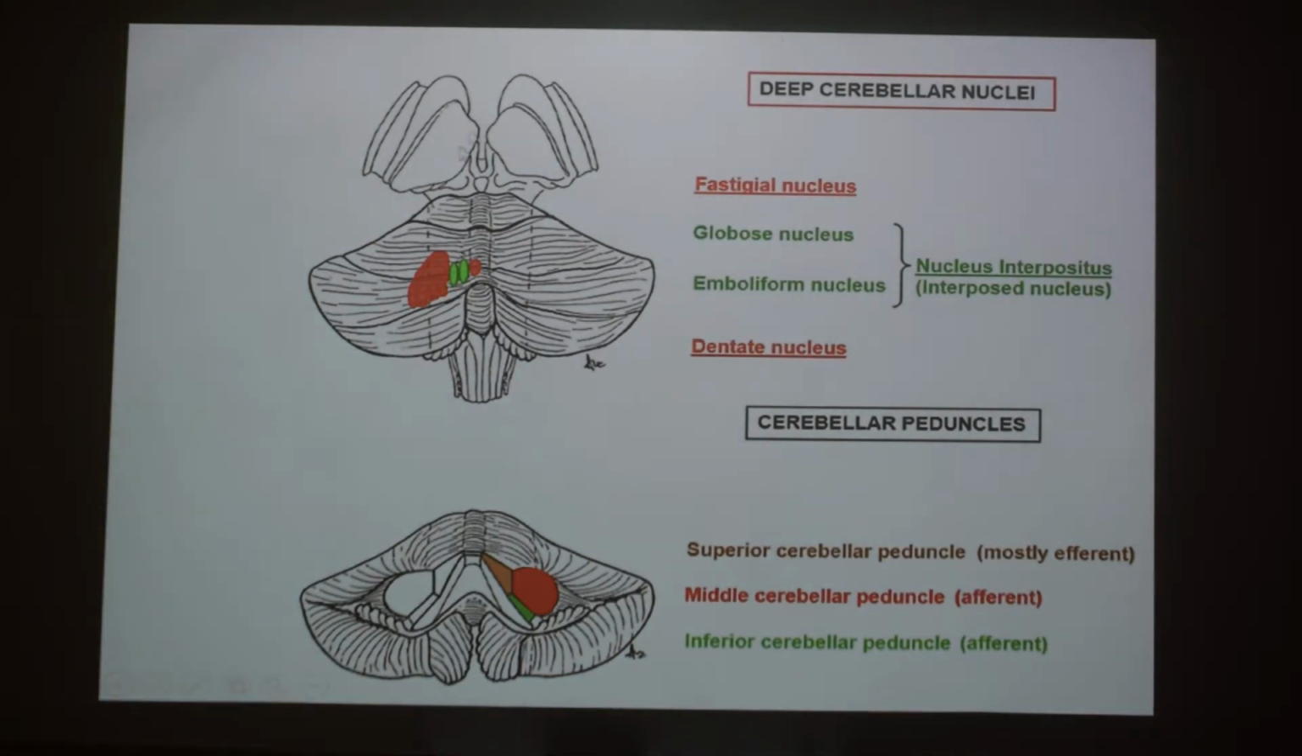So you can see these nuclei again here. One is this nucleus, which is the lentil nucleus. Then you have the interposed nuclei, and then you have the nucleus vestigium. Again, here the peduncles are shown. You have the superior cerebellar peduncle, middle, and the inferior cerebellar peduncles.